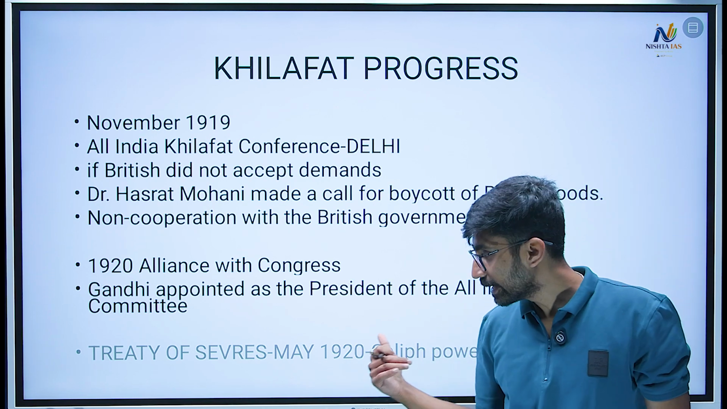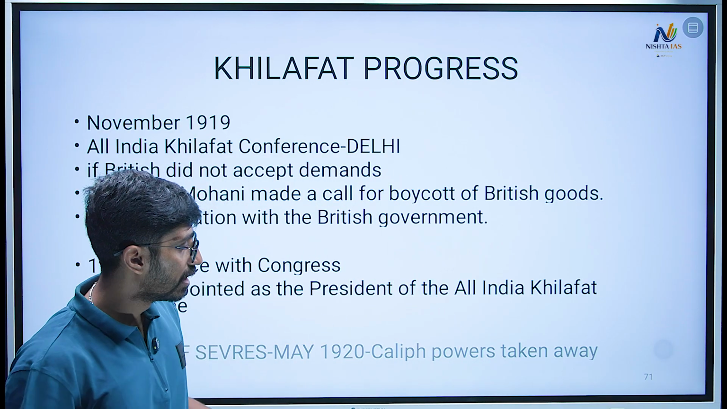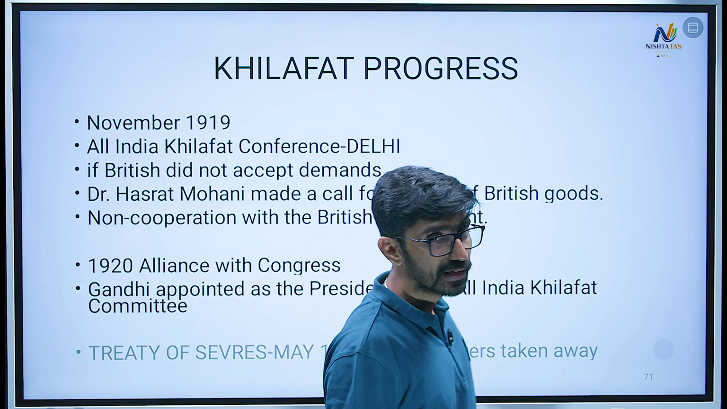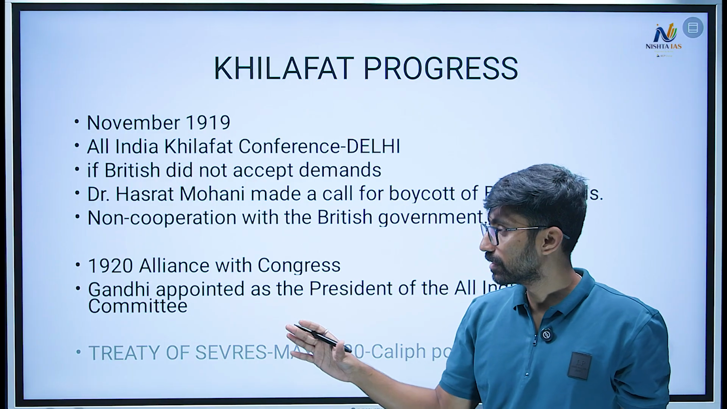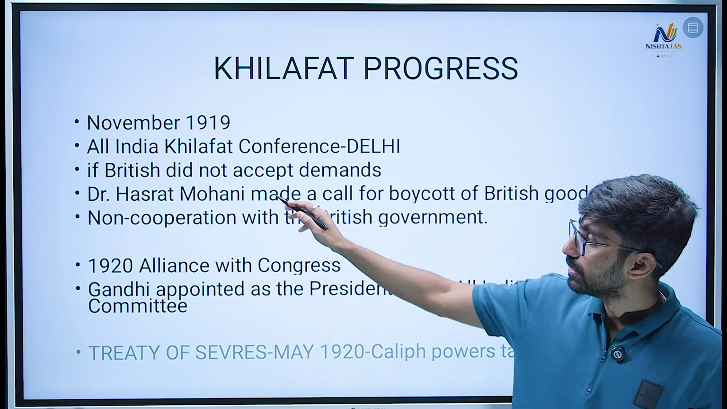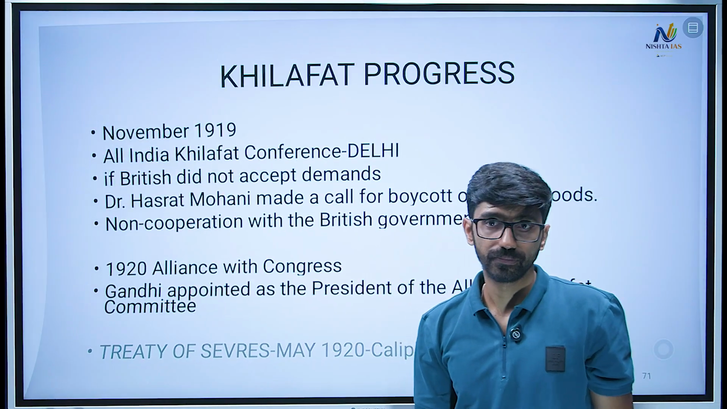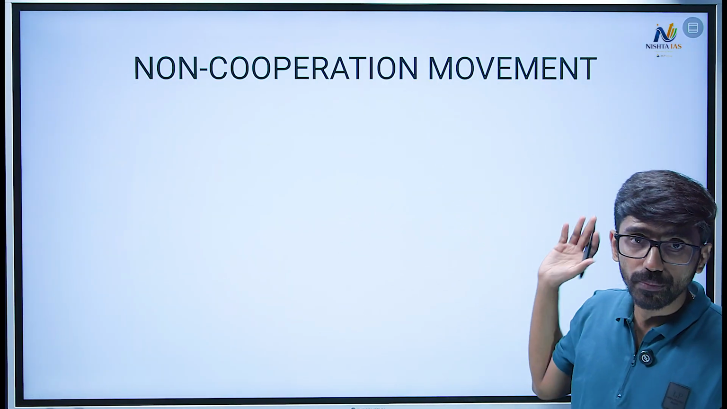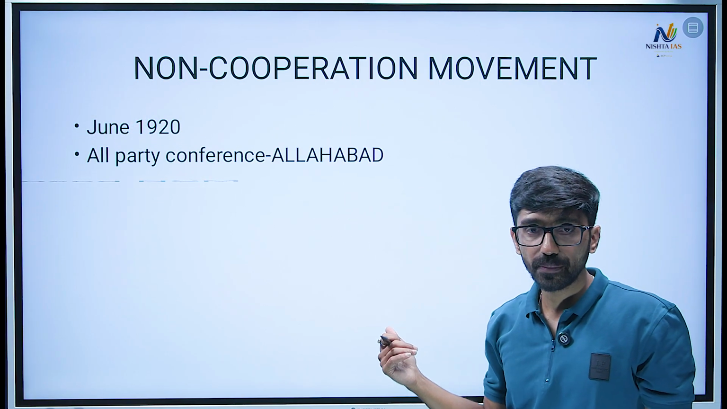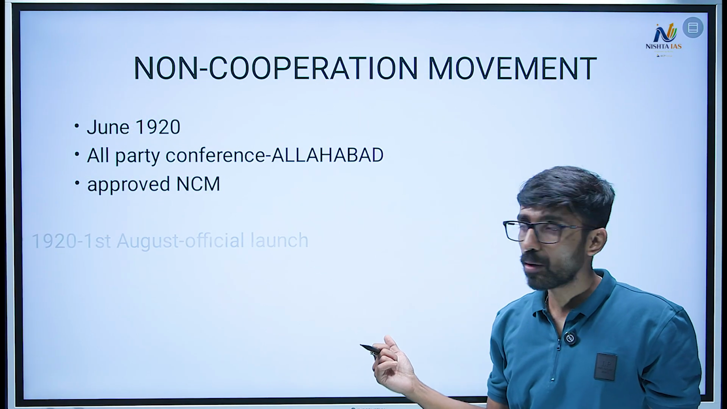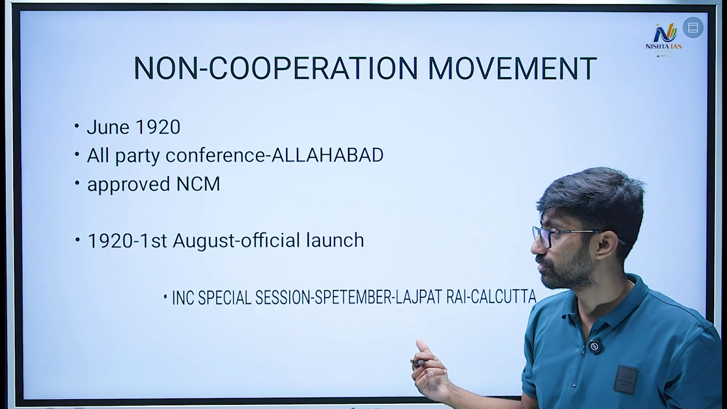And finally, in May 1920, the Treaty of Sèvres was signed. Sèvres is a city in France. In this treaty, the Khalifa's powers were completely taken away. Now as the Khalifa's powers were taken away, they were ready for the boycott and ready for non-cooperation. So that is what happened. Now the non-cooperation movement. In June 1920, an all-party conference in Allahabad happened. Then they approved the non-cooperation movement. And 1st August 1920 was the official launch of the non-cooperation movement.